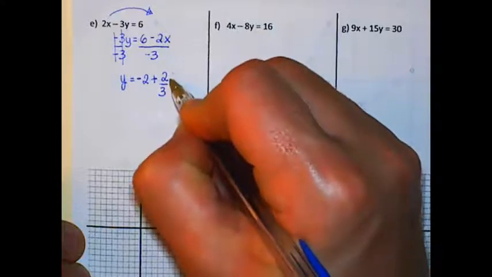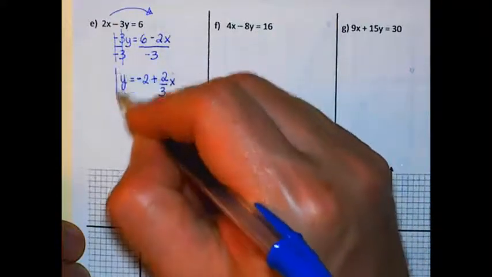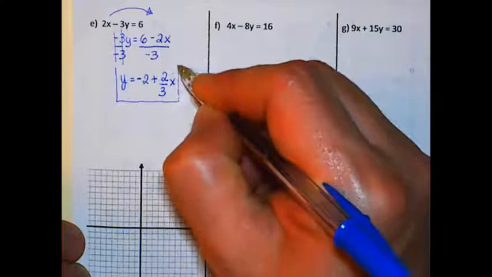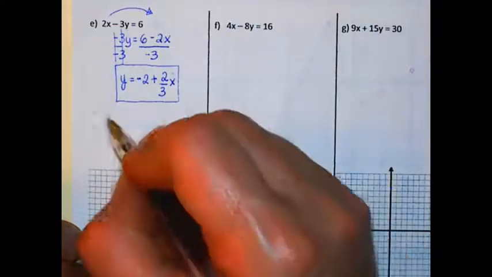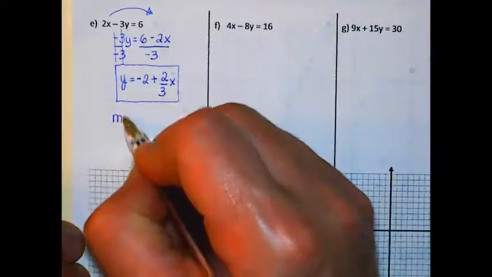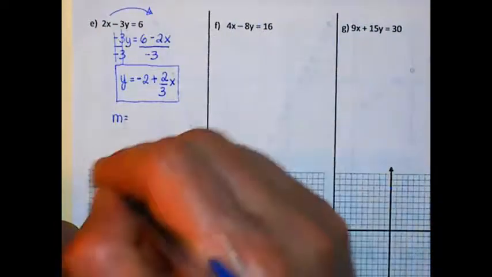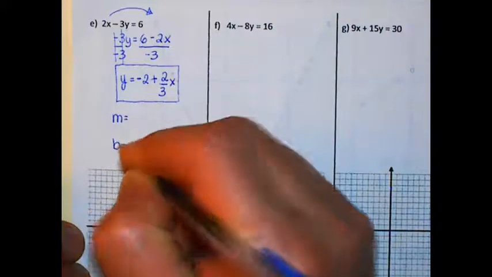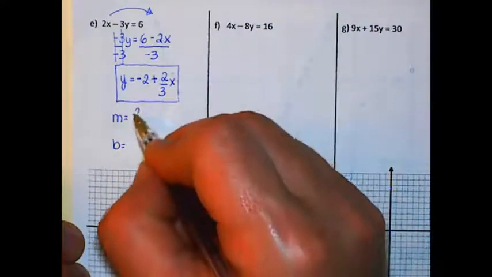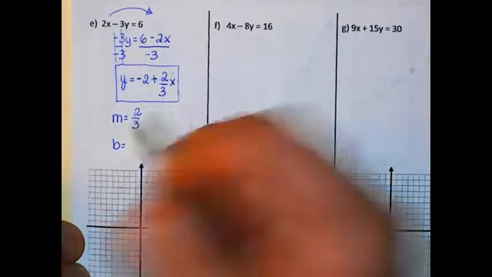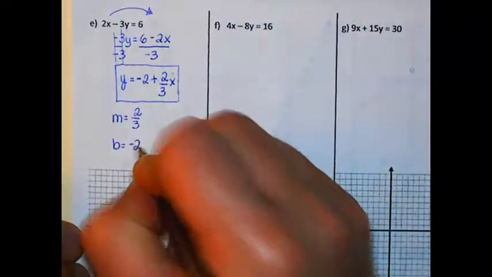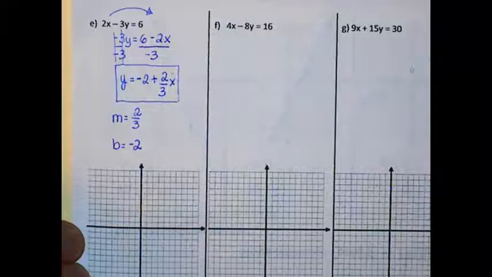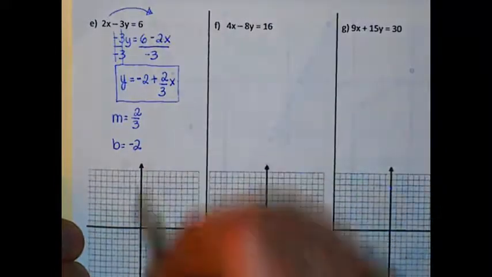So 2/3. And so basically now I have a similar equation to the ones in the front, where the y is alone, so I can identify my m and b. Remember, m is the number in front of the x, so in this case my m, my slope, is 2/3, and my b is negative 2. With those 2 pieces of information, I can graph my line.